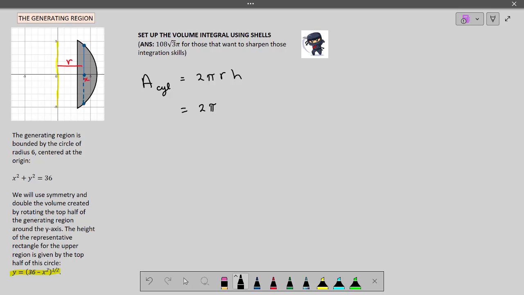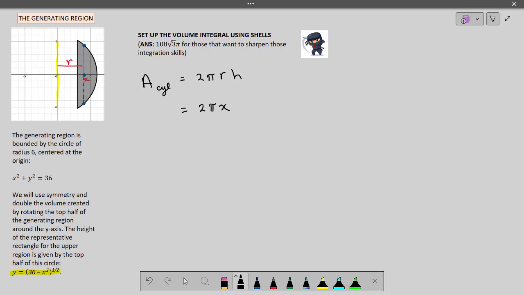Right? If we draw this vertical element and we say, hey, that vertical element is at an x value of x. Well, x measures the distance over to the axis of rotation, which is the radius. So the r value is going to be just x. Whenever we do shells around a coordinate axis, you typically are going to end up with your radius being just x or just y.